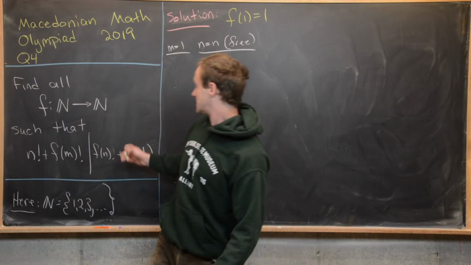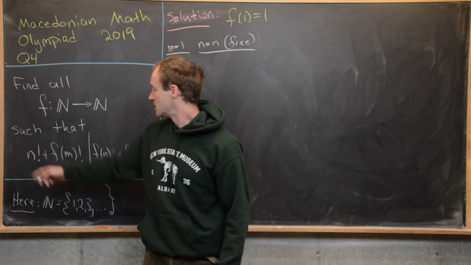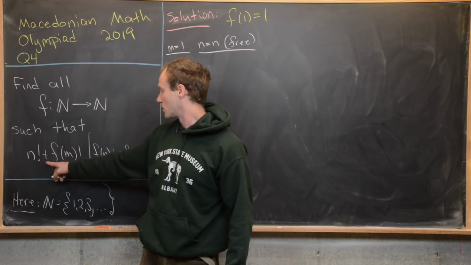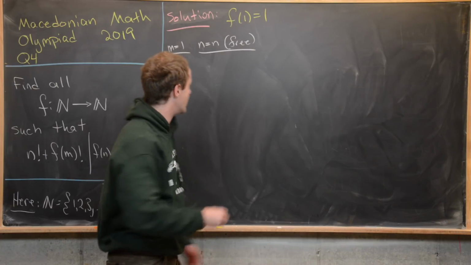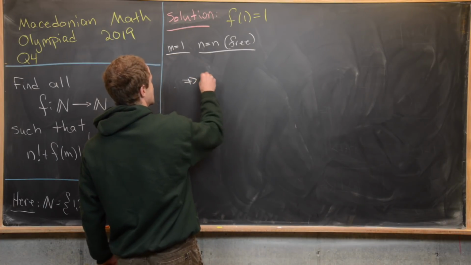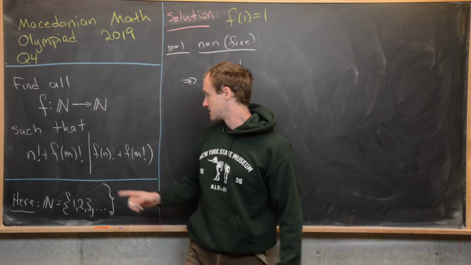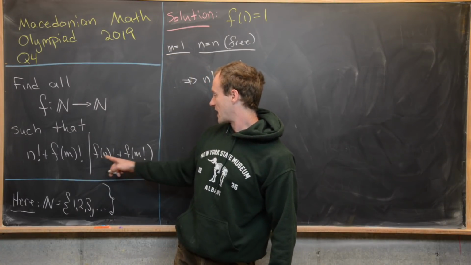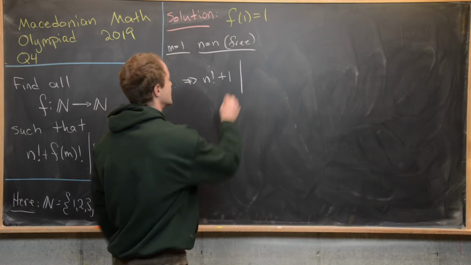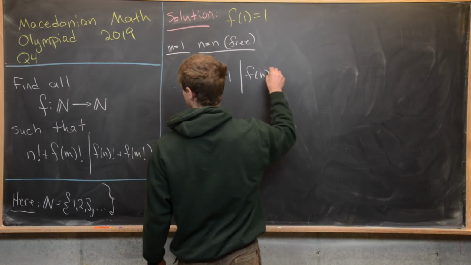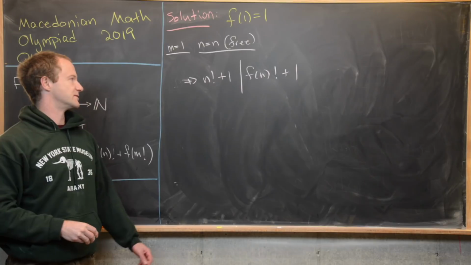So let's go ahead and see what our divisibility relationship is in this case. So we're going to have n factorial plus f of 1 factorial, but we know f of 1 is 1. So that tells us that we have n factorial plus 1 divides. Now over here we have f of n factorial plus f of 1. But again, we know f of 1 is 1. So we know f of n factorial plus 1 is the other side of this divisibility thing.